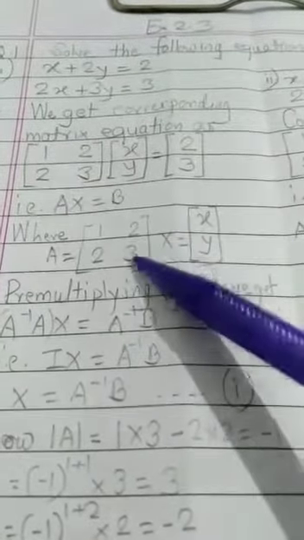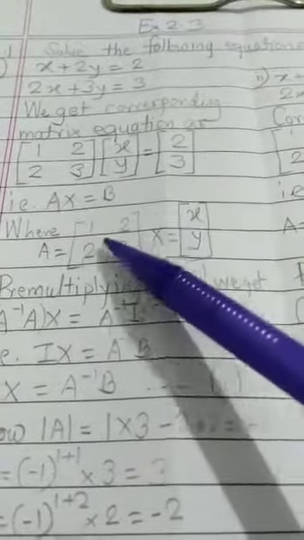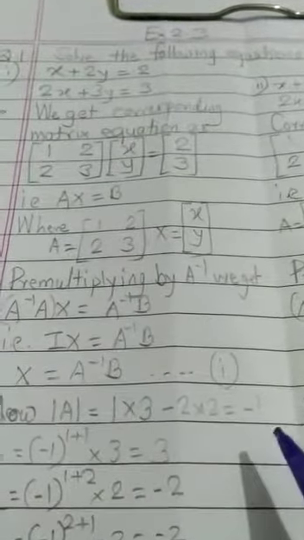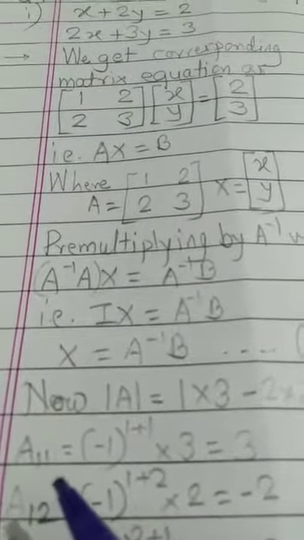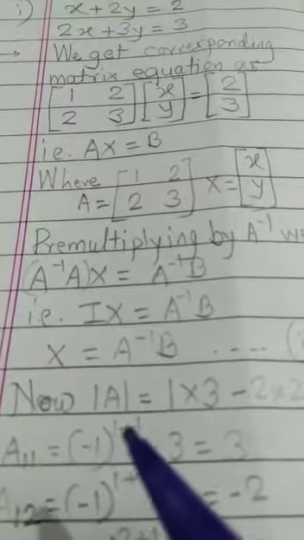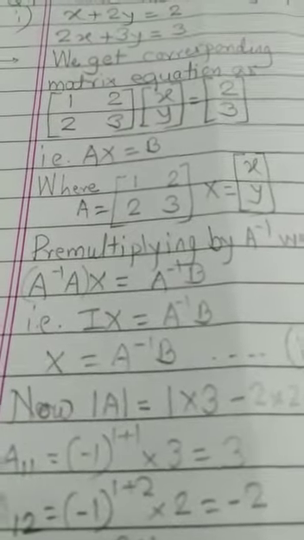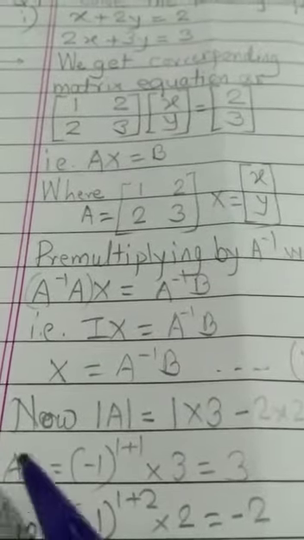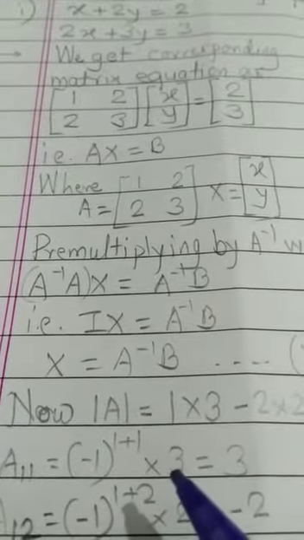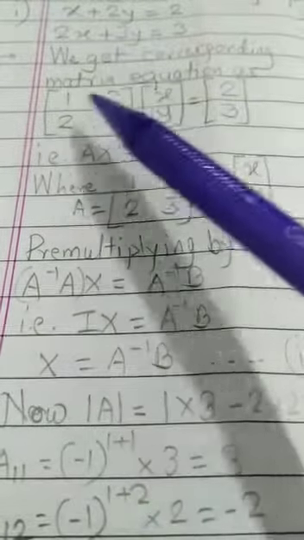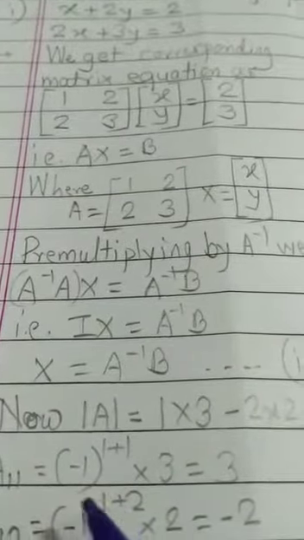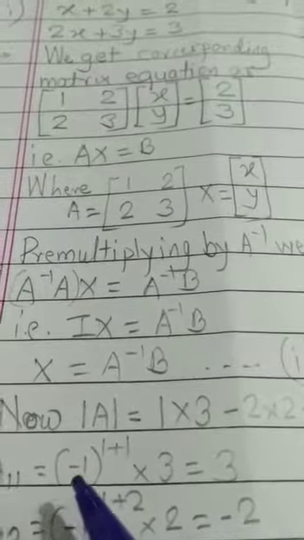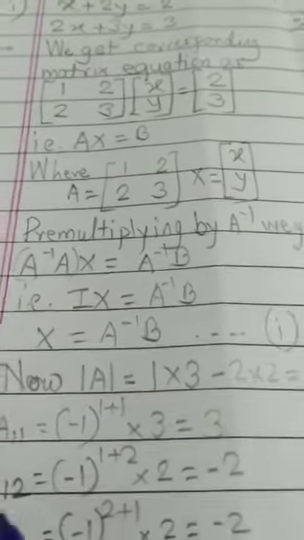So 1 into 3, 3, 2 into 2, 4. So 3 minus 4 will give you minus 1. Now cofactors. A11, minus 1 raised to i plus j always into the minor of A11. First row, first column we will delete. What remains here is 3. So 3 into minus 1 raised to 2 will be 1. So 1 into 3 is 3.